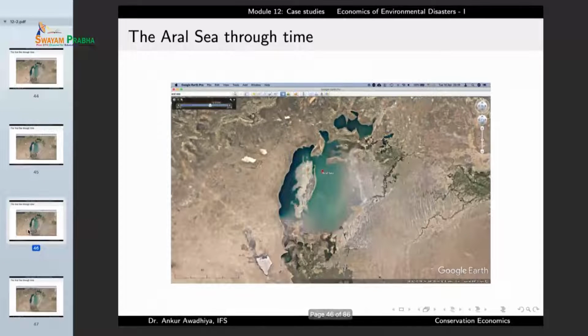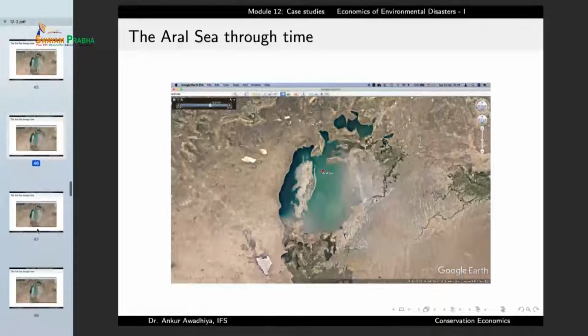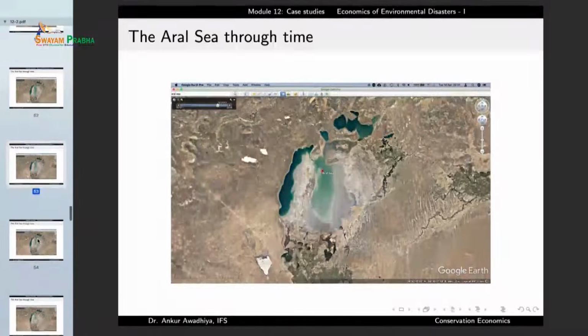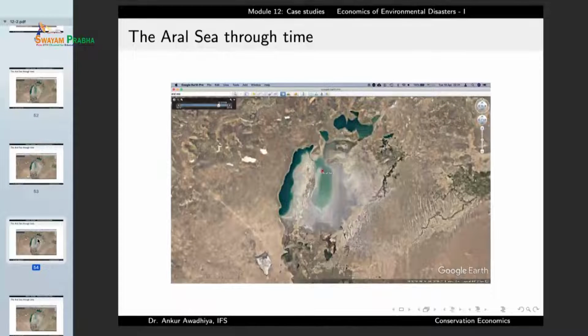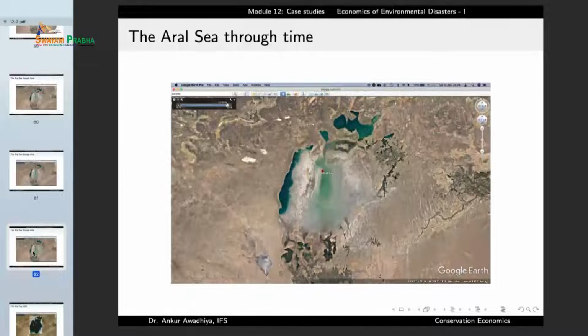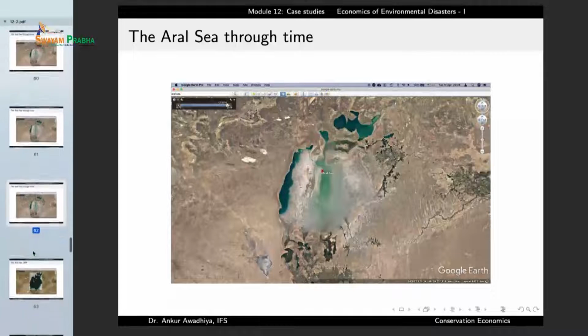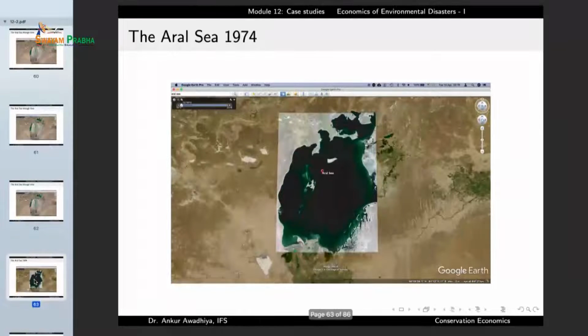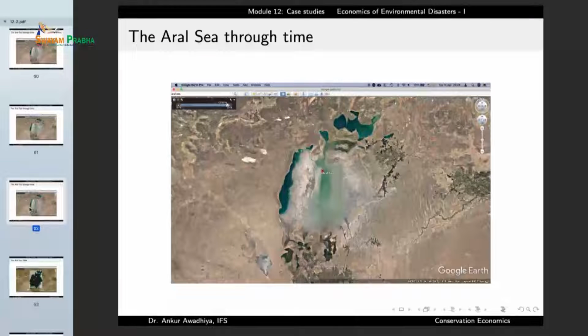This is the year 2000. This is 2008. So all these areas that were earlier the lake are now gone. This is 2016. So something that was as big as this in 1974 is now as small as this.